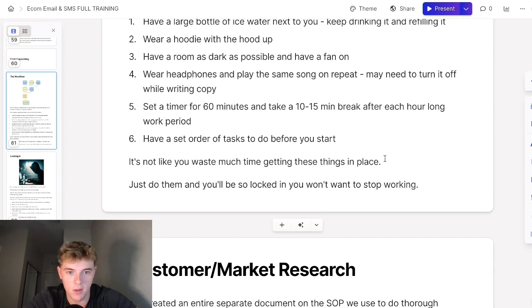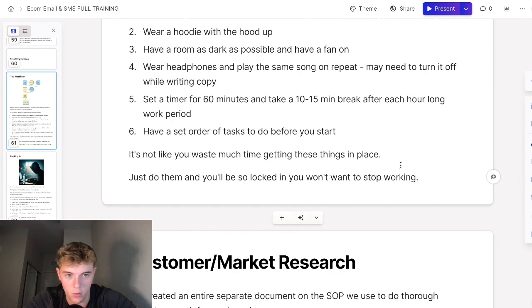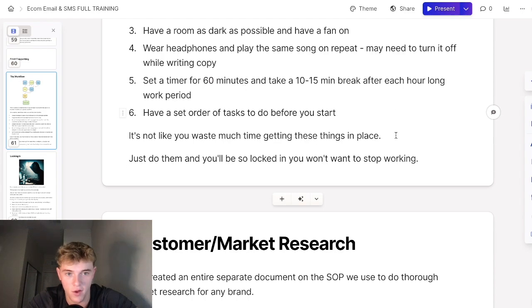It's not like you waste that much time getting these things in place, but just do them. You'll be locked in. You're not going to want to stop working. I promise you, if you just do this, you will love the effects.